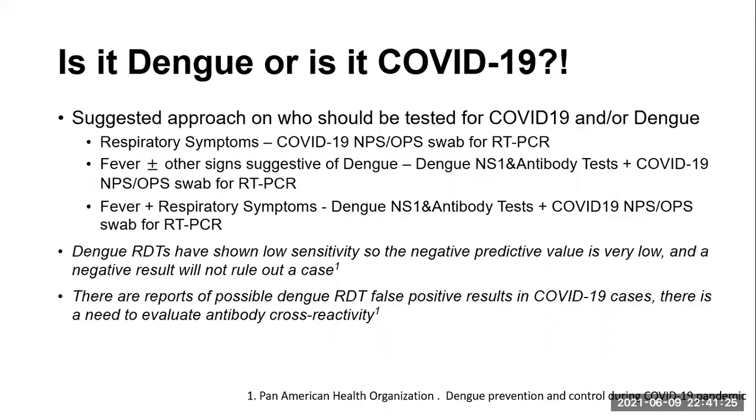So, this is a suggested approach on who should be tested for COVID-19 and or dengue. If a patient has respiratory symptoms only, a COVID-19 test could be done. If a patient has fever and other signs suggestive of dengue, NS1 antigen tests and COVID-19 tests should be done. If a patient has fever and respiratory symptoms, a dengue test and a COVID-19 test should be done. We should also note that dengue rapid diagnostic tests have shown low sensitivity, so the negative predictive value is very low and a negative test result would not rule out a case. And there are reports of a possible dengue false positive in COVID-19 cases.